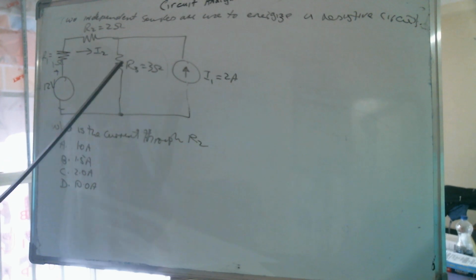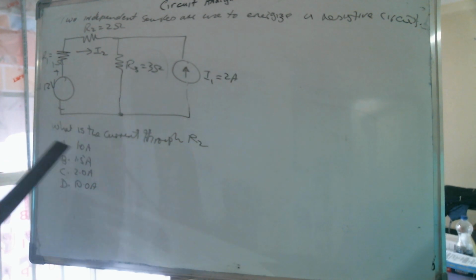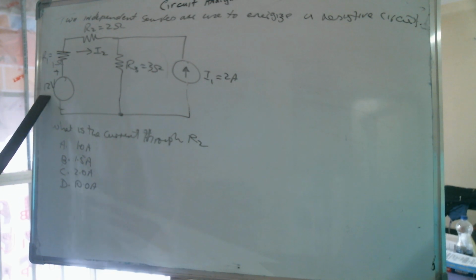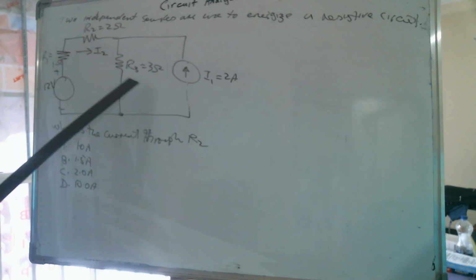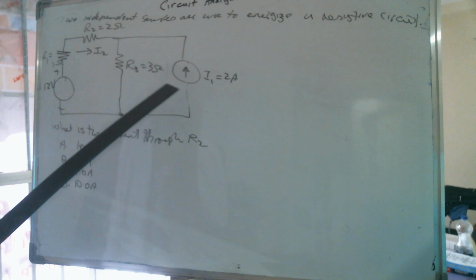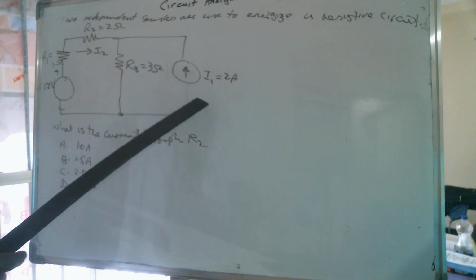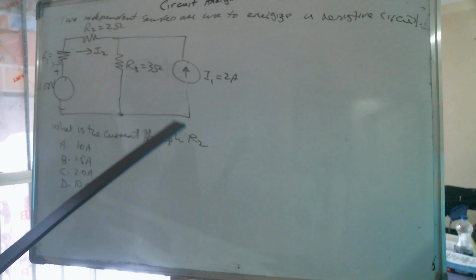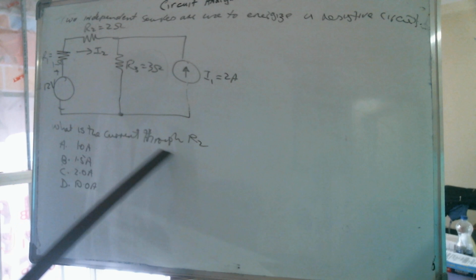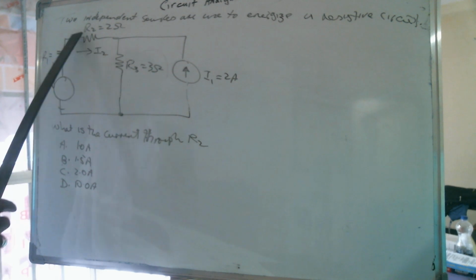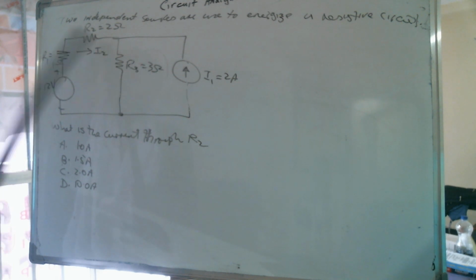resistive circuit. It has a 12 volt source here. It has R1 being a 1 ohm resistor, R2 a 2 ohm resistor, and R3 a 3 ohm resistor. It has a current source on this side of the circuit, which is a 2 amp source. What we want is to find the current through resistor R2.